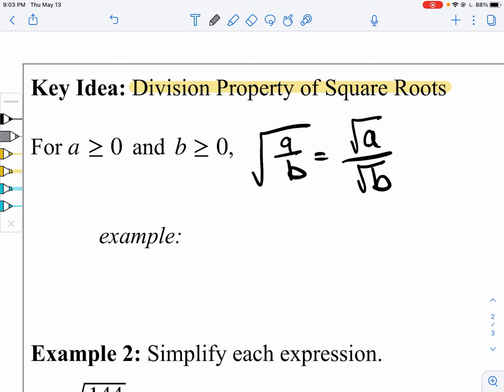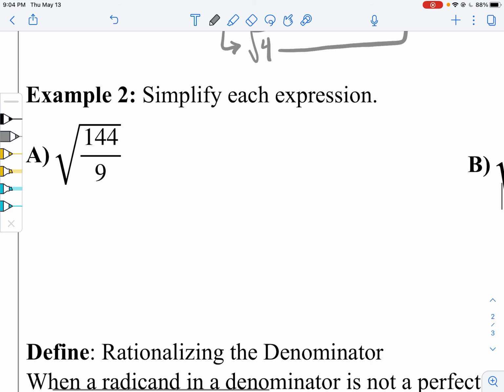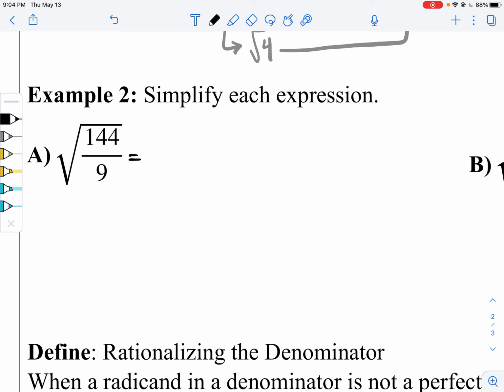For example, if you have the square root of 100 divided by 25, that's equal to the square root of 100 divided by the square root of 25, which is 10 over 5, which is 2. Yes, Miss Van Dyke, but couldn't we have also said, oh, the square root of 100 over 25, that's the square root of 4, because 100 divided by 25 is 4, which is 2? Yes, you can also do that. Okay. So here, we can take our radical and split them up.